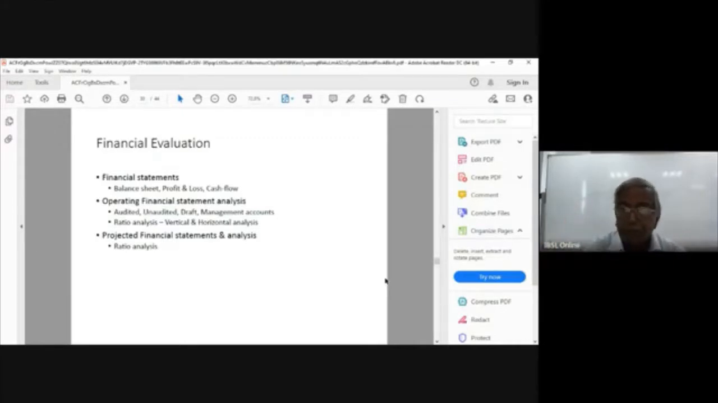So you will do the financial statement analysis. When you say financial statement, that is the balance sheet, profit and loss, and cash flow. Operating financial statement analysis means what the company is currently operating. For past financial statements, generally we ask for 3 years, that is, 3 years of past financial statements.